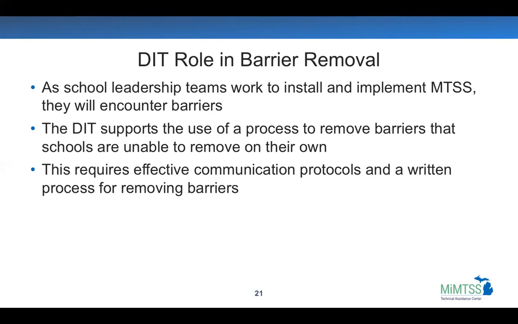School leadership teams will inevitably face barriers to installing or implementing MTSS that they are unable to remove on their own. When this occurs, the DIT needs a process for communicating those barriers to the right people or groups with decision-making authority in order for barriers to be removed and the work to continue. These critical steps are documented in the barrier removal process.